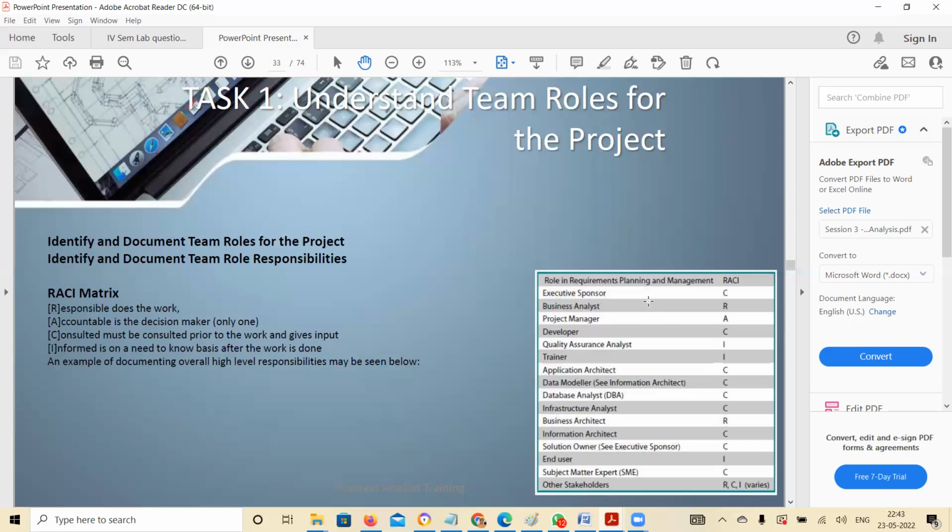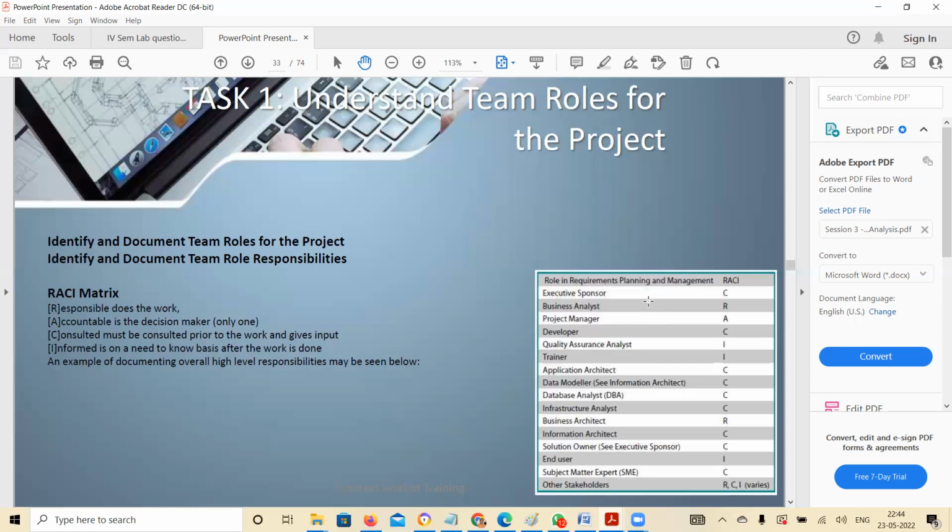The business architect, in a senior BA role, is responsible. You have the information architect, who is also a developer and consultant. The solution owner is also a consultant. The end user is informed, right? The end user needs to know when the product will be implemented. That's what they care about. They know that the new system will be implemented in September, and the old system will be used till December. That kind of information they need to have. And then SMEs, again, I said they are consultants. Other stakeholders will vary between R, C and I.